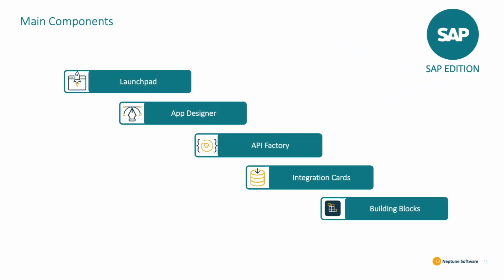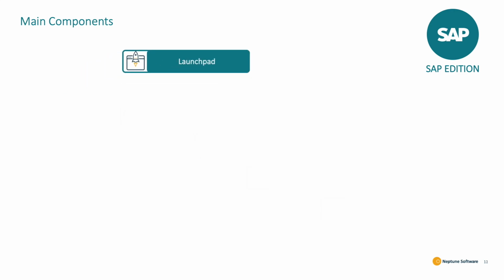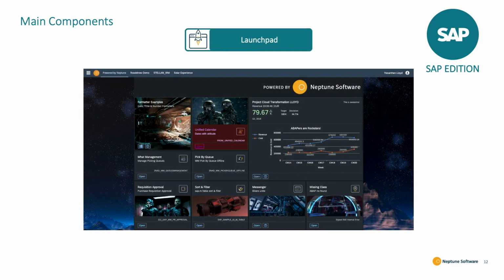So here are some of the main components available within the SAP edition. I'd just like to spend a bit of time overviewing each of these to give you a good understanding of what you'll be encountering when you start developing. First up, we have the Launchpad.